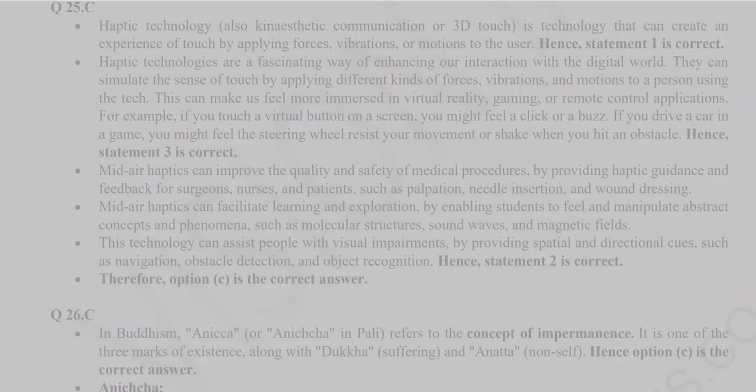Q25. c. Haptic technology, also kinesthetic communication, or 3D touch, is technology that can create an experience of touch by applying forces, vibrations, or motions to the user. Hence, statement 1 is correct.